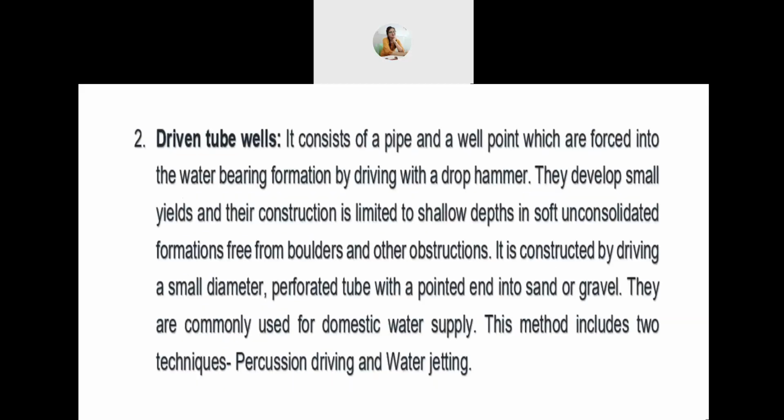Next, number 2, driven tube wells. It consists of a pipe and a well point which are forced into the water-bearing formation by driving with a drop hammer. They develop small yields and their construction is limited to shallow depths in soft, unconsolidated formations free from boulders and other obstructions. It is constructed by driving a small diameter perforated tube with a pointed end into sand or gravel. They are commonly used for domestic water supply.